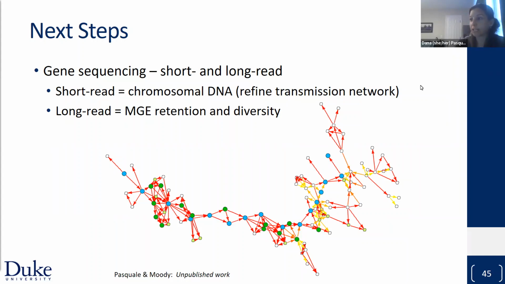So we're thinking about this kind of like a game of telephone, from the blue node on the left all the way to the last blue node on the right. We're going to see along this putative transmission chain if we can see a difference in the long read sequences in the accessory genes.